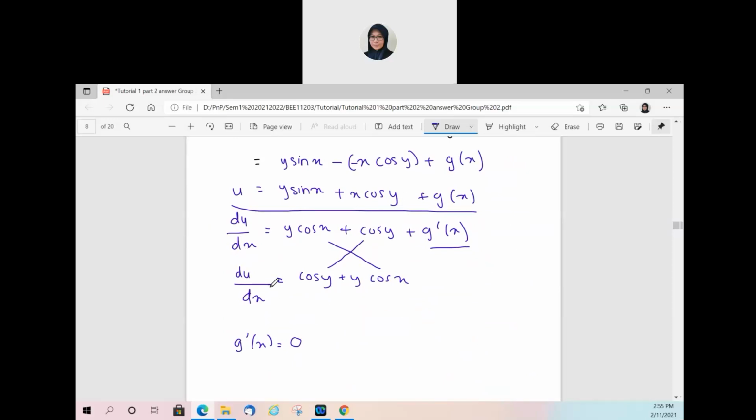Okay, what is there? Cos y here, you have cos y here. y cos x, y cos x. And then g prime x. There isn't any, right? Therefore g prime x equals 0. If there is nothing to compare, it will become zero.